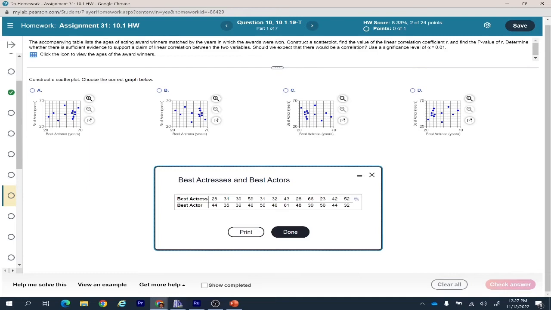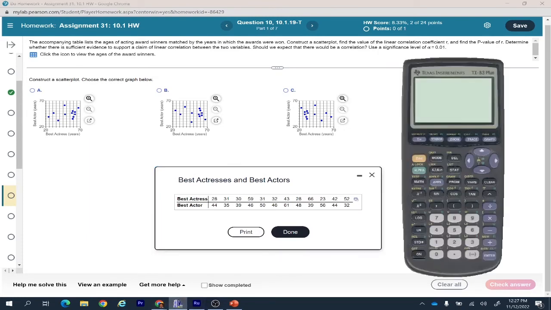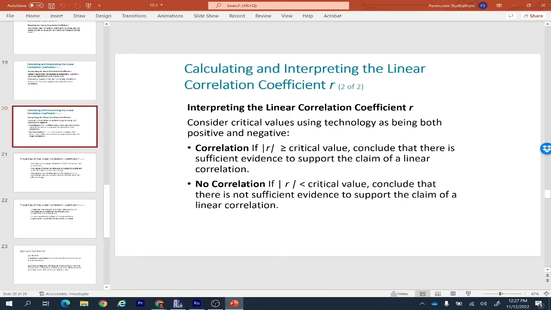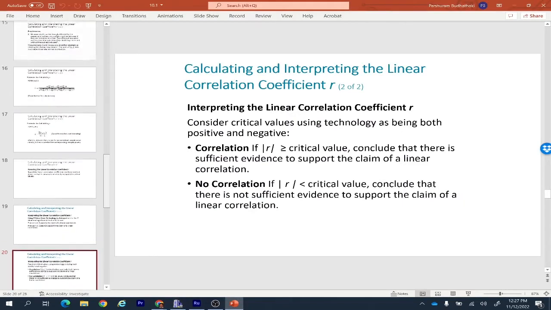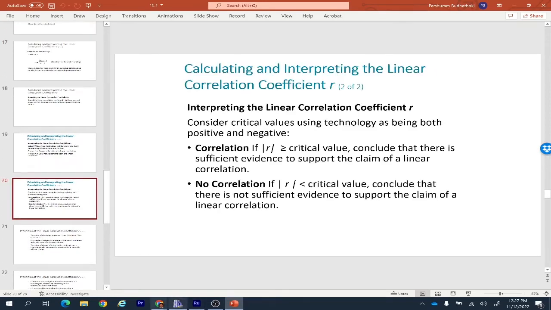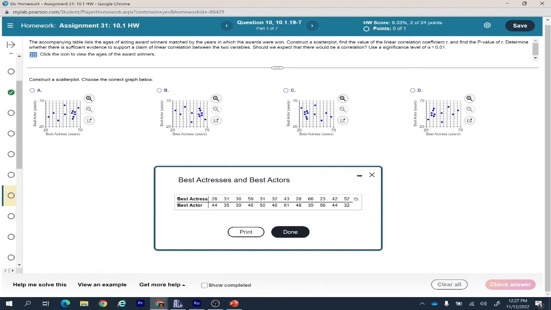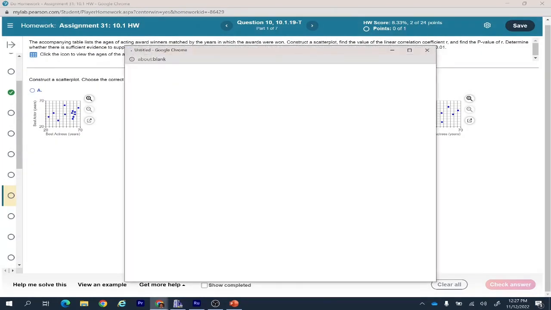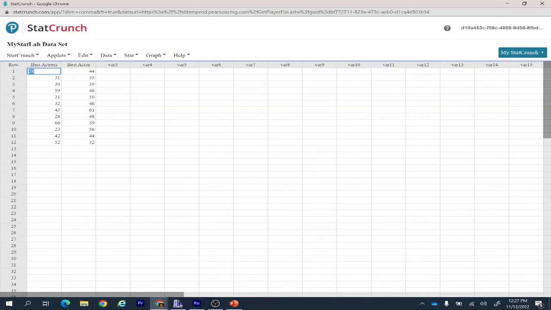So just click that here. There are two different ways you can go. One, you can use your calculator and your formula, that complicated looking formula for finding the value of r, using your calculator manually, or you can use StatCrunch. I'm going to use StatCrunch here. So I'm going to open this data using StatCrunch.